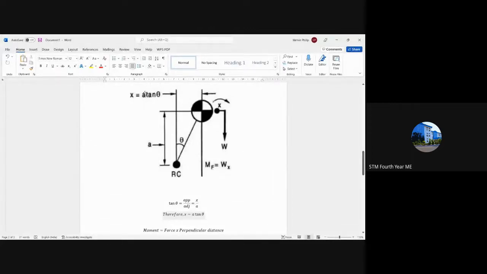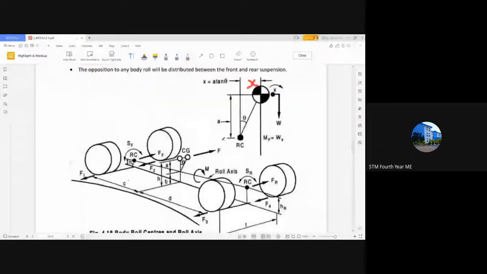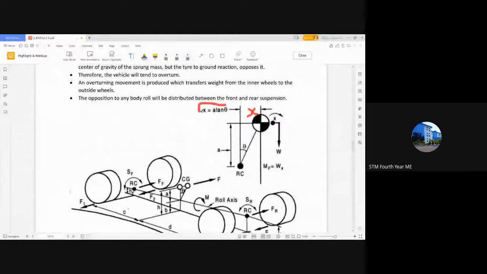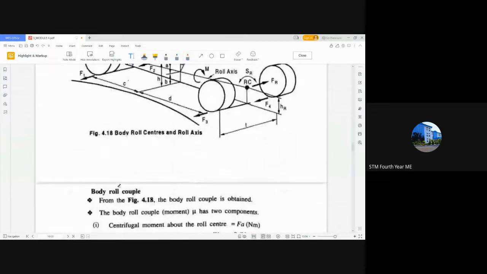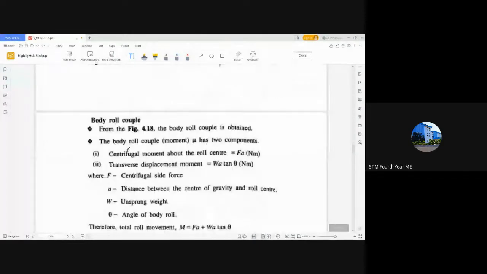So the x that we have obtained here will be equal to a tan theta. Okay. Next, write the heading body roll couple.